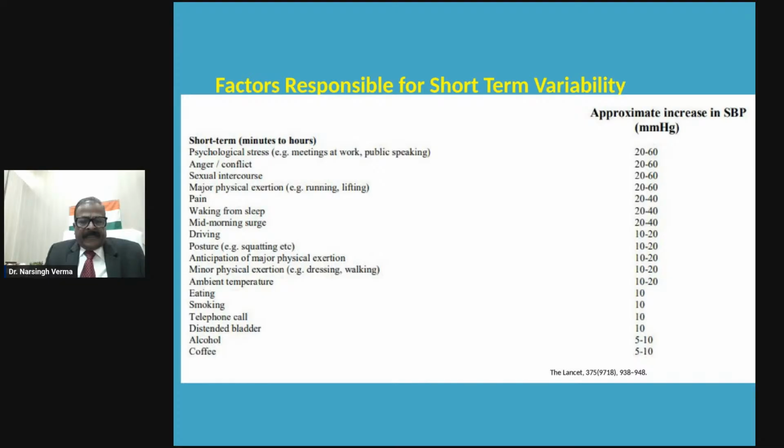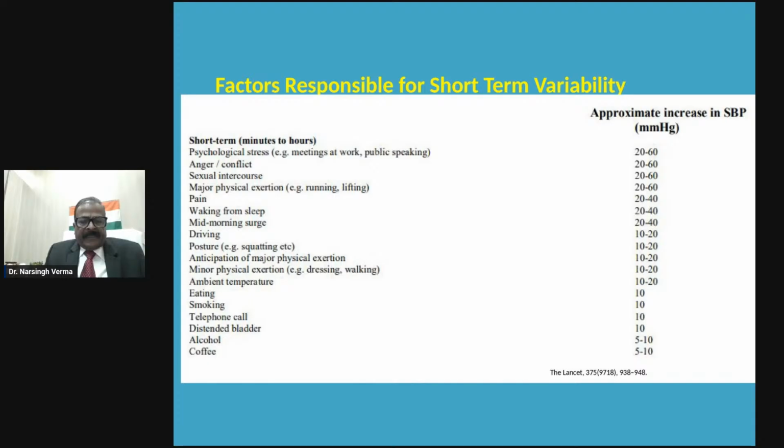These are some factors responsible for short-term blood pressure variability, and you see that the blood pressure can vary in the range of 20 to 60 millimeters of mercury, especially systolic, which I'm talking about. And see the psychological stress produced by various causes at work or public speaking.